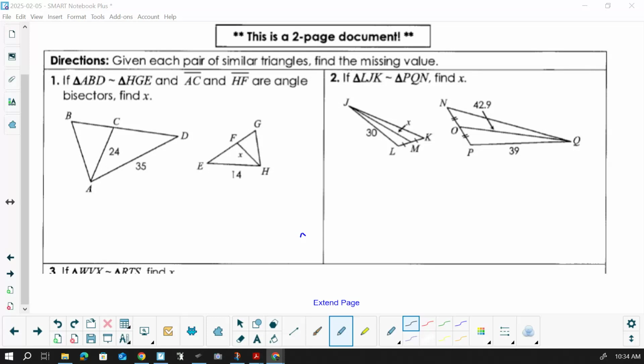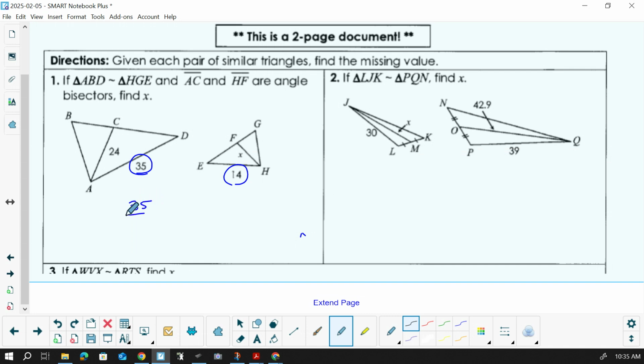All right, time for our final homework assignment for this unit, and we're going to work these out. These are similar triangles, which means all of their parts are similar, which means the angle bisectors are similar. So I'm going to put this 35, this is a side, with this 14, which is a side, so 35 goes with the 14. And then that means that the 24 would go with the x, those are the angle bisectors. And then we're going to cross multiply and solve.